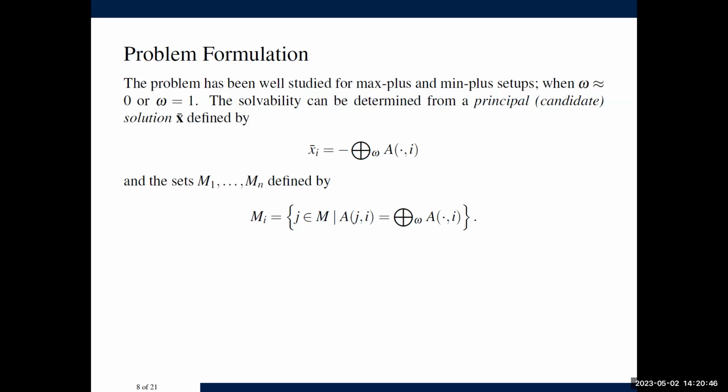But if the problem is in min plus, we can do the same, but instead of maximum, we do the minimum. And this is the set of M_j, which is where we take the corresponding index, the largest or the smallest for each column of A.